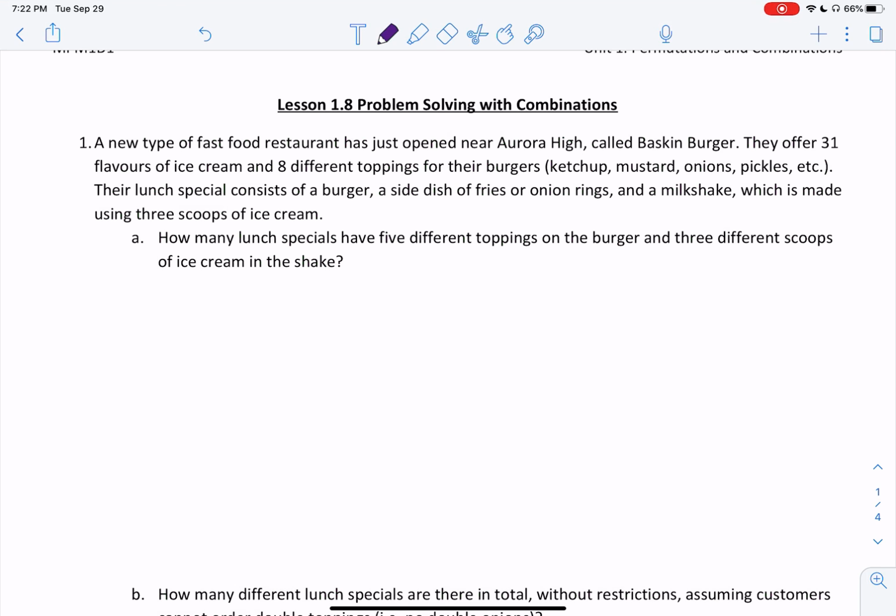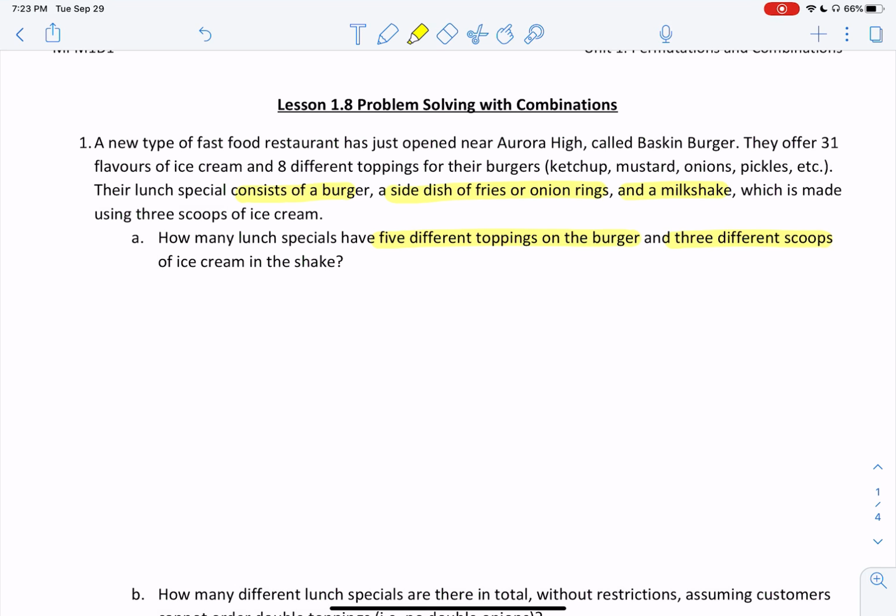So for this first question, a new type of fast food restaurant has just opened near Aurora High, and it's called Baskin Burger. They offer 31 flavors of ice cream and 8 different toppings for their burgers, so things like ketchup, mustard, onions, pickles, that kind of stuff. Their lunch special consists of a burger, a side dish of fries or onion rings, and a milkshake, which is made using 3 scoops of ice cream. So the first question asks us, how many lunch specials have 5 different toppings on the burger and 3 different scoops of ice cream in the shake?